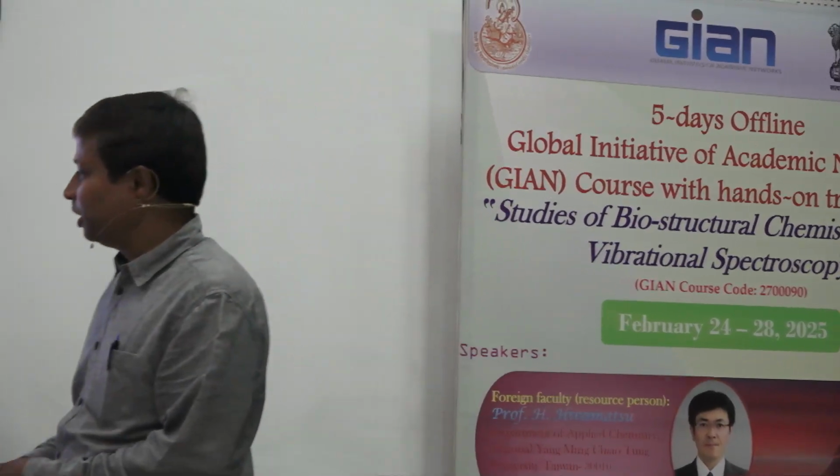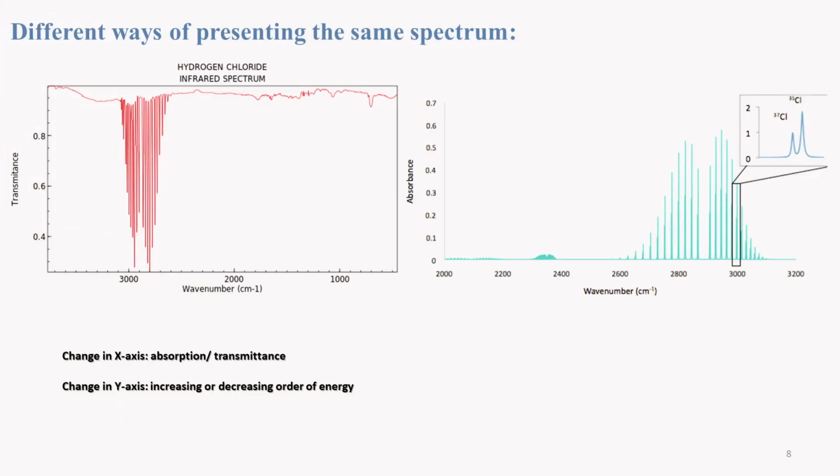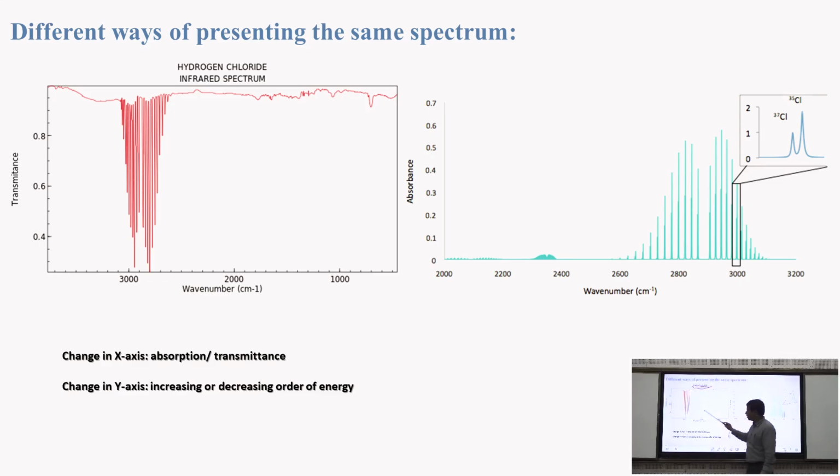So we have to think why. In this way, this one I am showing you is a different thing. This one I am showing you is the same vibrational spectrum, the infrared spectrum of the HCl molecule. You see this is also the HCl molecule, this is also the HCl molecule. But they look quite different.